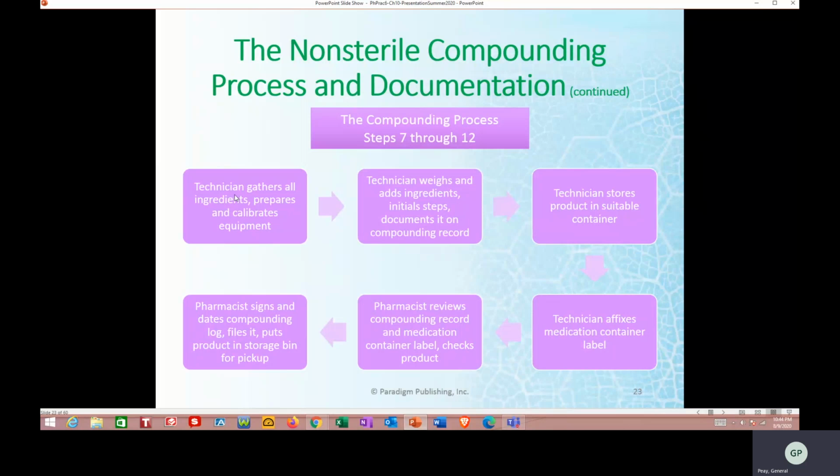And then here's the other information. Technician gathers all the ingredients, prepares and calibrates equipment. Again, this is very similar for those of you who may be cooks. If you're a good cook, even if you're reading from a recipe, think of the recipe as the prescription. The recipe tells you all the ingredients that you need. If you're a good cook, you would get everything out. Just say you were baking a cake, you would get the flour out, you would get the eggs.